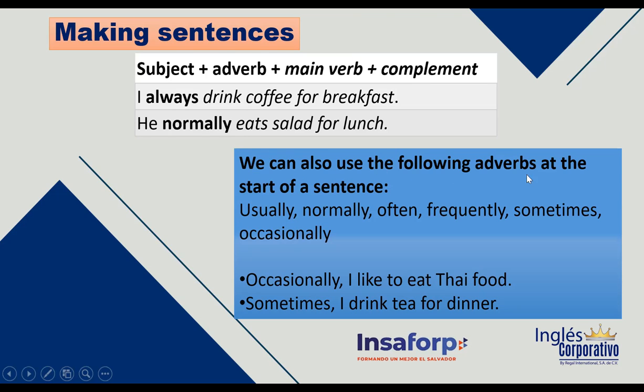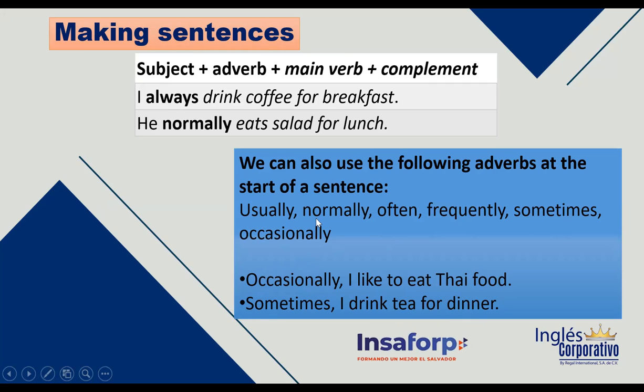So we can also use the following adverbs at the start of a sentence. Los siguientes adverbios pueden cambiar de posición dentro de la oración. Pueden ir al principio. Y son usually, normally, often, frequently, sometimes, and occasionally. Estos adverbios que están en esta lista pueden ir al principio de la oración. Look at this example. Occasionally, comma, I like to eat Thai food. Sometimes, comma, I drink tea for dinner. Entonces, estos ejemplos podemos escribirlos al inicio de la oración.